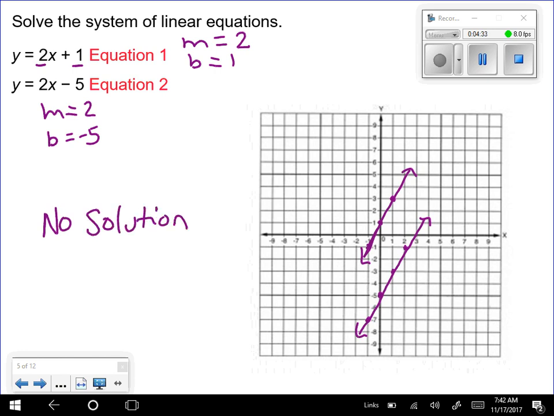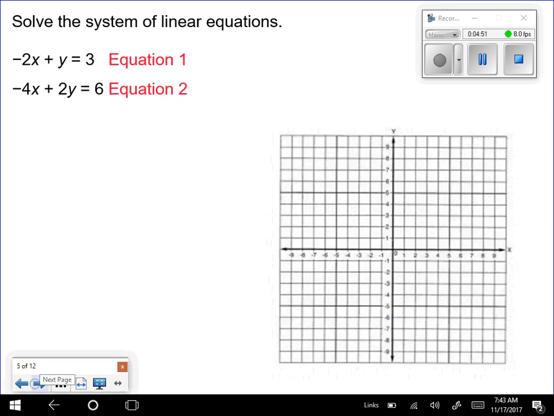And you may be able to spot that ahead of time, but I do want you to practice graphing today. So on your homework, you'll need a graph piece of paper, because there's about 9 problems where I want you to graph to solve the system. Okay, so let's jump to the next one.